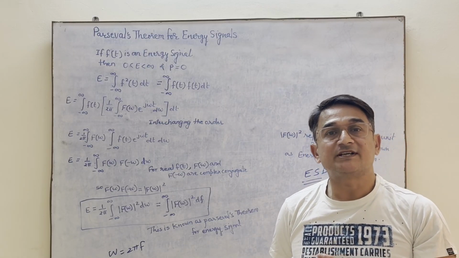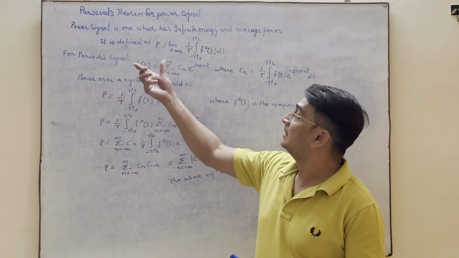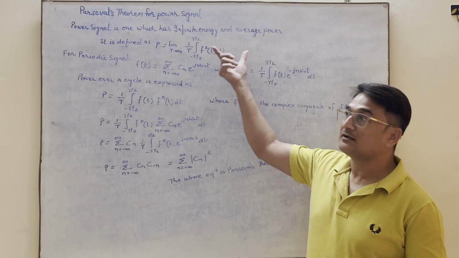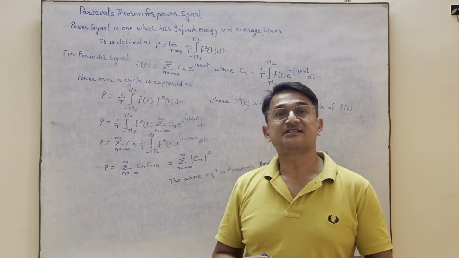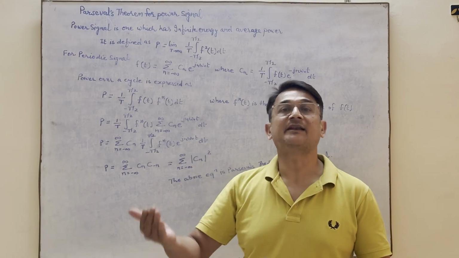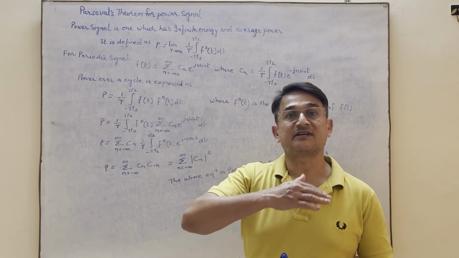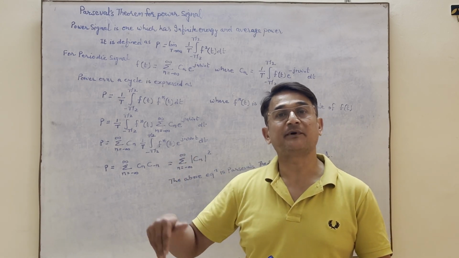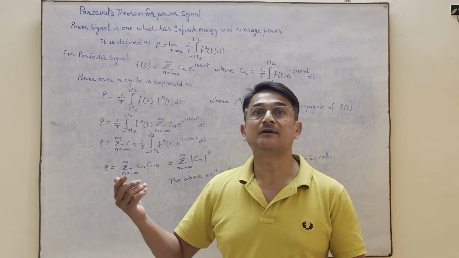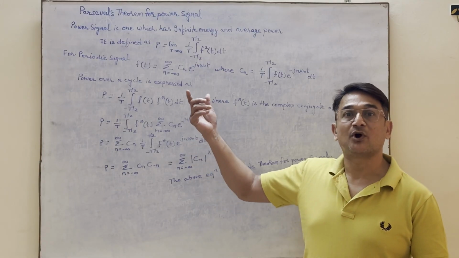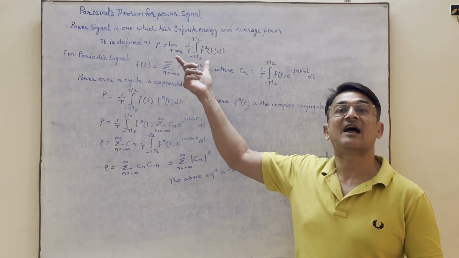Now we will see what is Parseval's theorem for power signal. Next is Parseval's theorem for power signals. Power signal is one which has infinite energy and finite average power. In the previous case, energy signals, the signal had finite energy and zero power. But when the signal is a periodic signal, that means a signal which repeats its value after a particular interval of time, such signals are infinite signals, so obviously they will have infinite energy. So for periodic signals energy cannot be calculated as it is infinite, so we will calculate their average power.